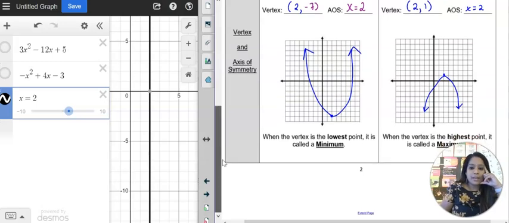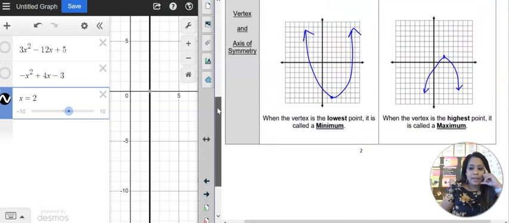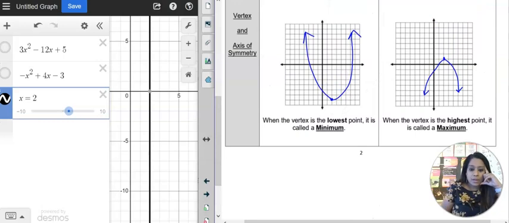And then the last thing I wanted to look at was this word here, maximum and minimum. The lowest point we call a minimum. This happens anytime your A is positive. Every time your A is positive, the parabola is going to go up, right? So you're always going to have a low point, or minimum, when A is positive.